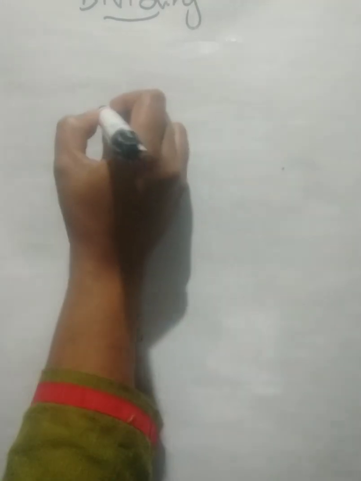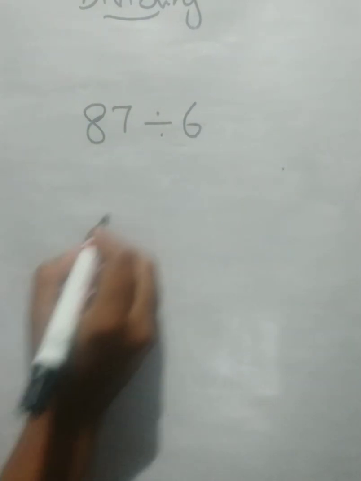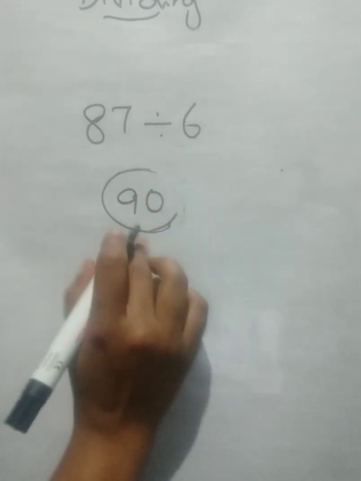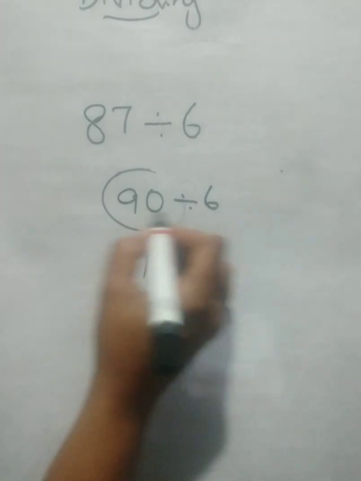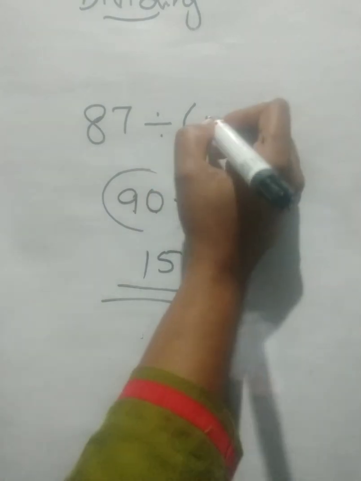You got some idea? In this worksheet, before dividing these numbers, we have to find the estimation. Here, 87 divided by 6. 87 is nearest to 90. Okay. So, 90 divided by 6. 1 six is 6, 30, then 15. We can write the 15.